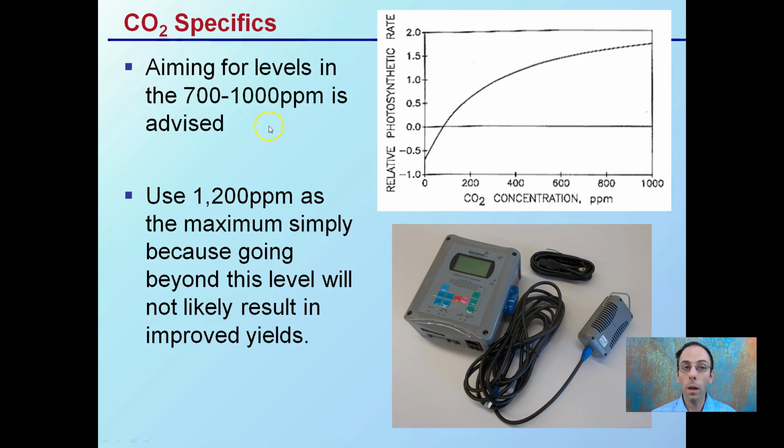Carbon dioxide specifics: aiming for levels of 700 to 1,000 is advised. I suggest using 1,200 parts per million as the maximum, simply because going beyond this level will not likely result in any improvement in yields.